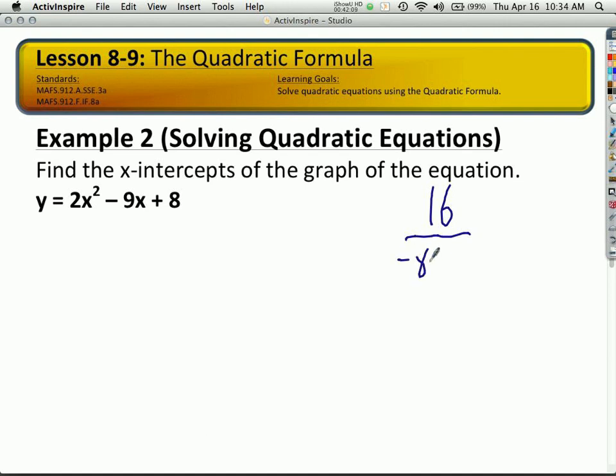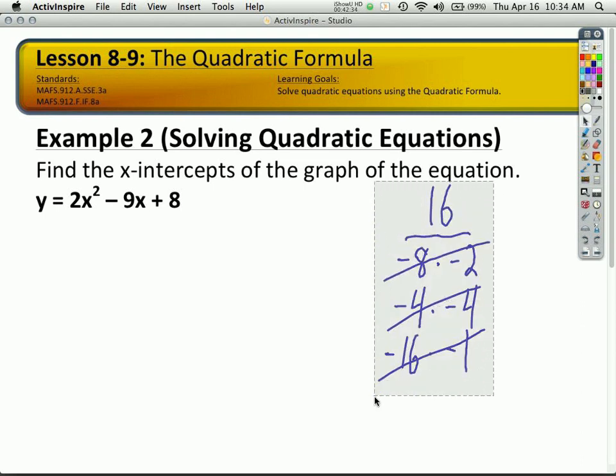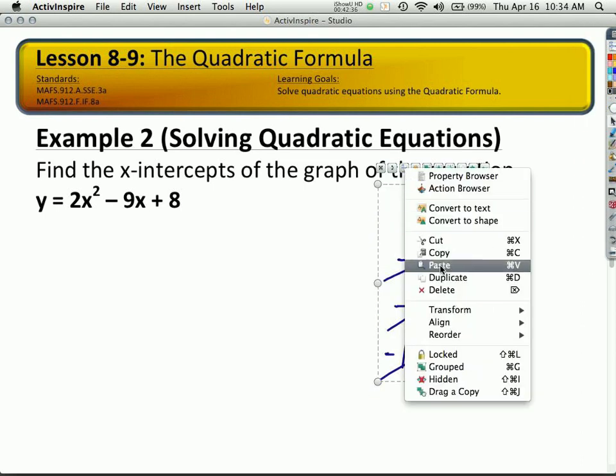How about negative 8 times negative 2? No, that doesn't work. How about negative 4 times negative 4? How about negative 16 times negative 1? Okay, we can't do it. So the trick doesn't work, which means we can't factor.